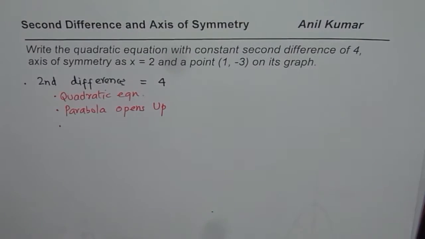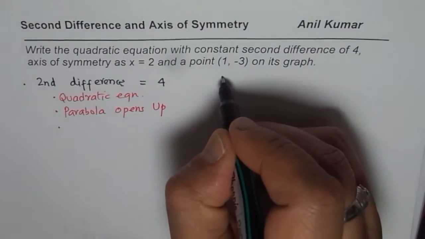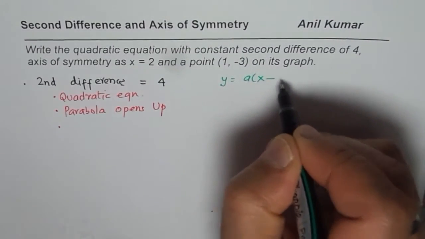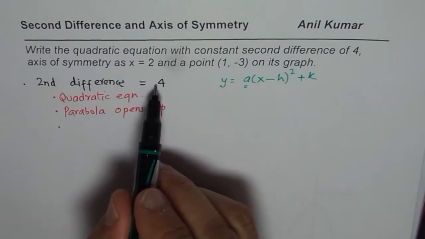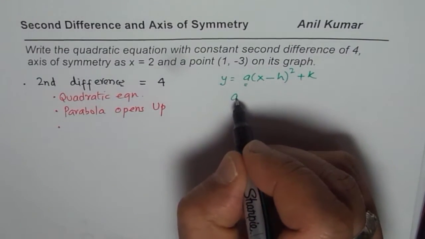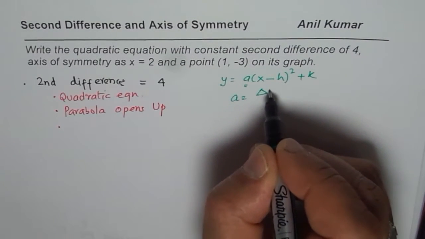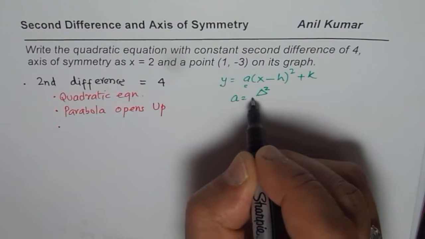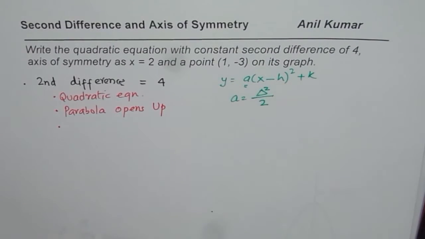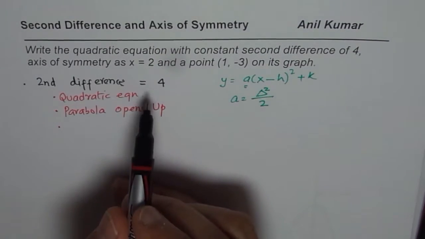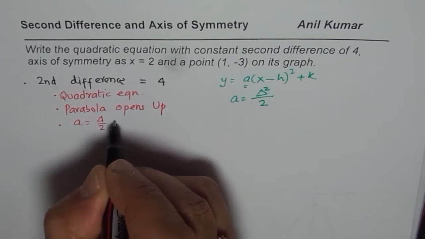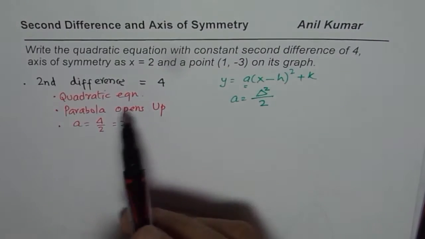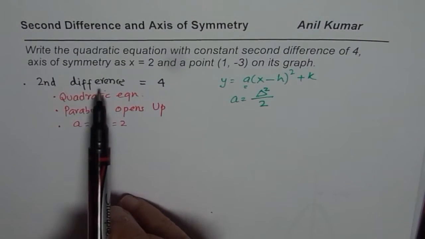And third thing, which is most important, which I want to share with you, is whenever we write a quadratic function in the form y equals a times (x minus h) whole square plus k, then a could be related with the second difference. A in general is equal to second difference divided by 2. So a is half of second difference. So in this particular case, since the second difference is 4, we can say a is half of 4, which is 2.